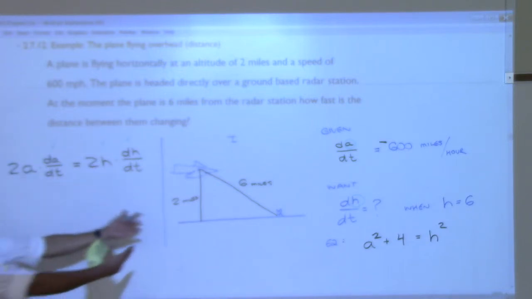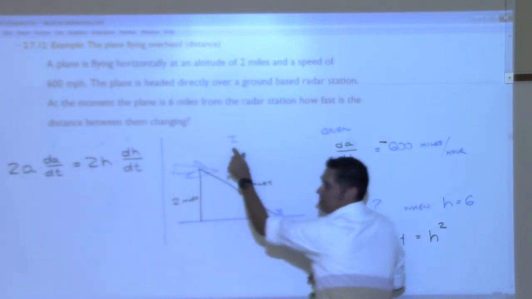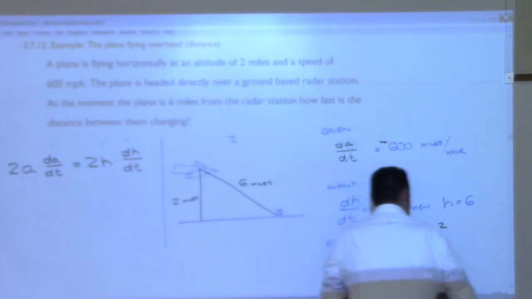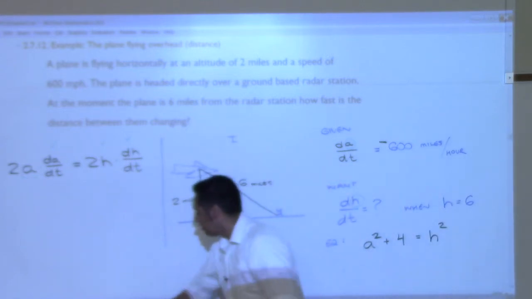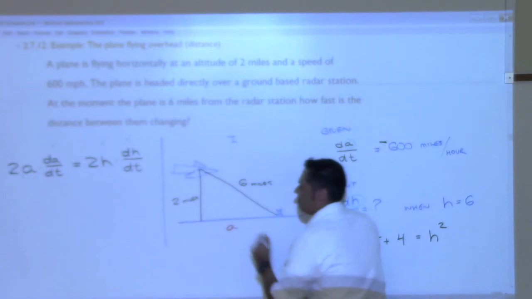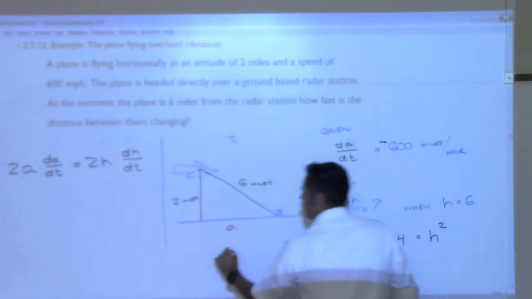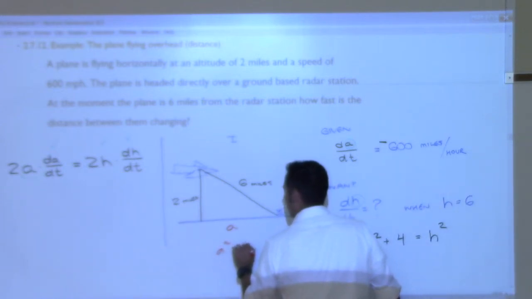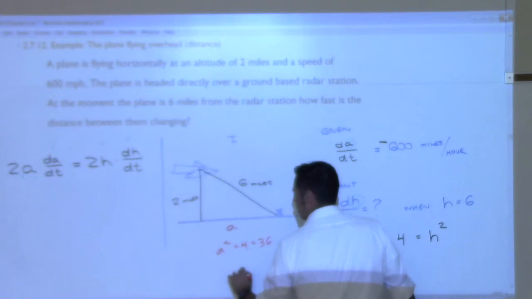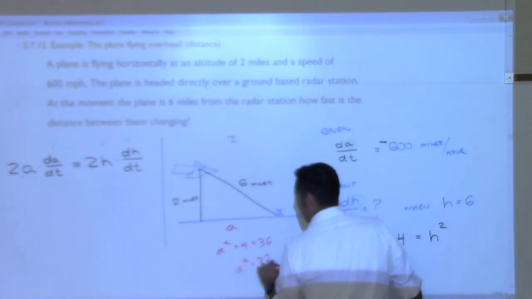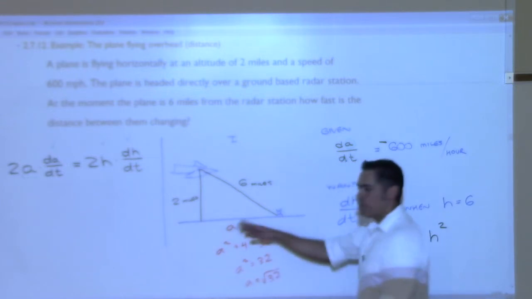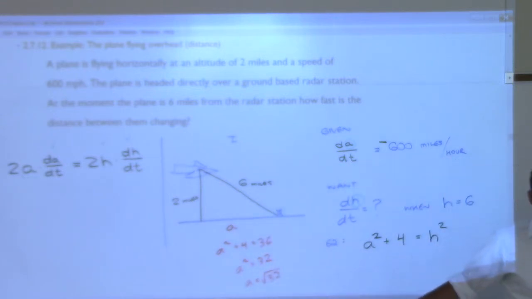So now I come back to this picture. Now I can be at the instant in time, come back to this picture, and I just say, hey, look, this is A, right? I have two sides of a right triangle. I can get the third one easily, right? This is just going to be a squared plus 4 equals 36. So a squared equals 32. So a is root 32. So I just do some algebra there to solve for a. And now I have everything I need.